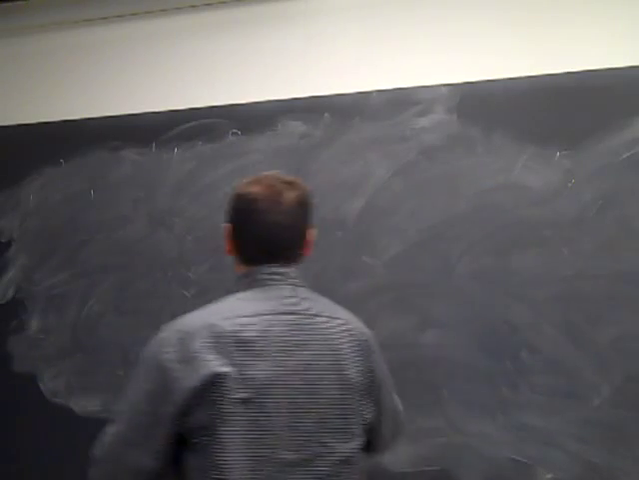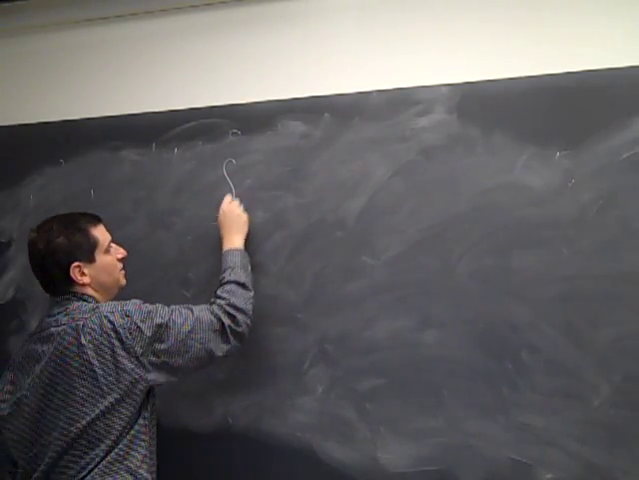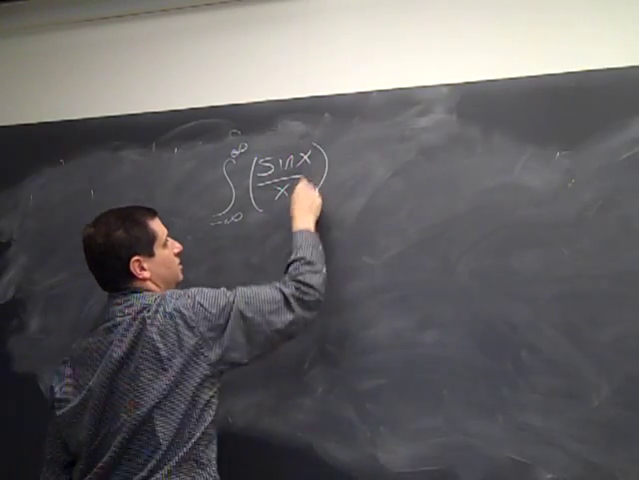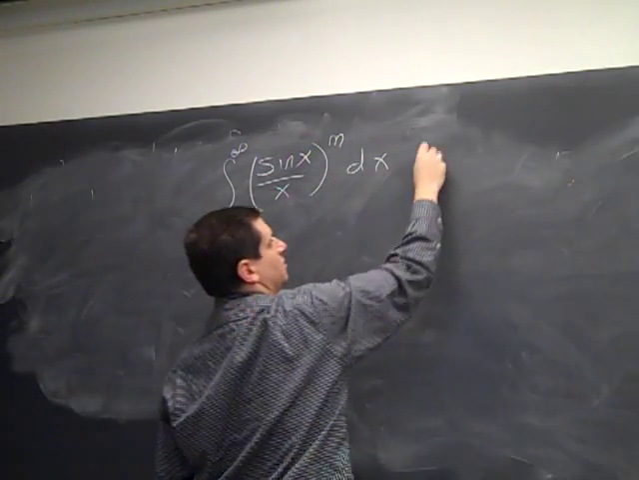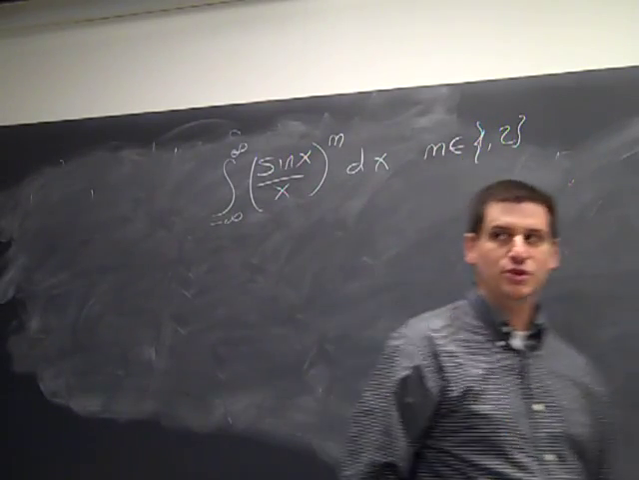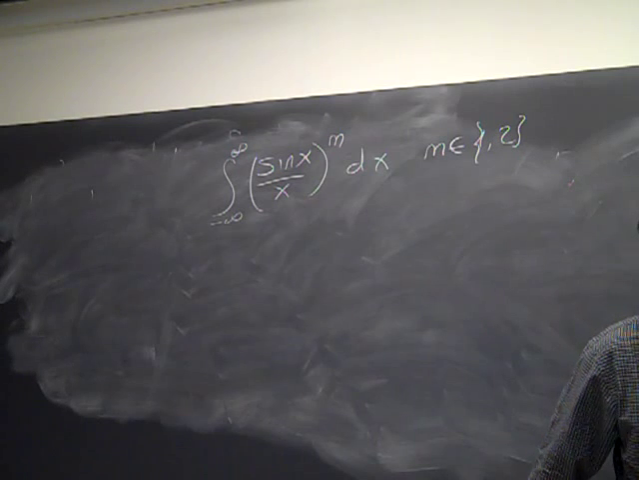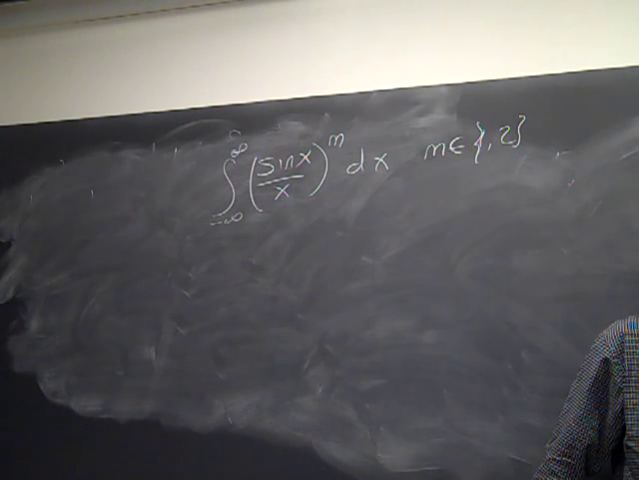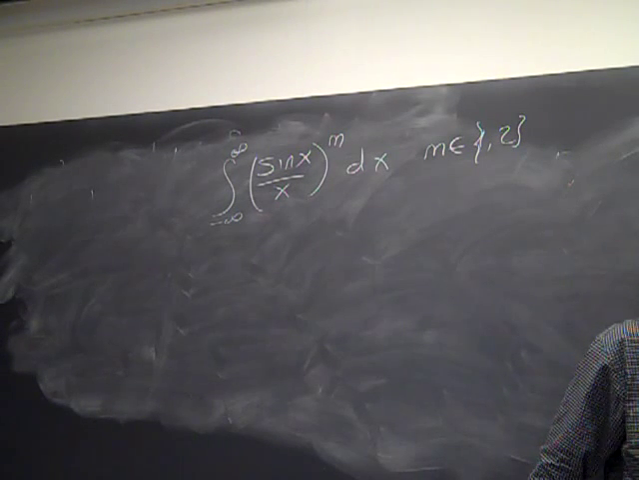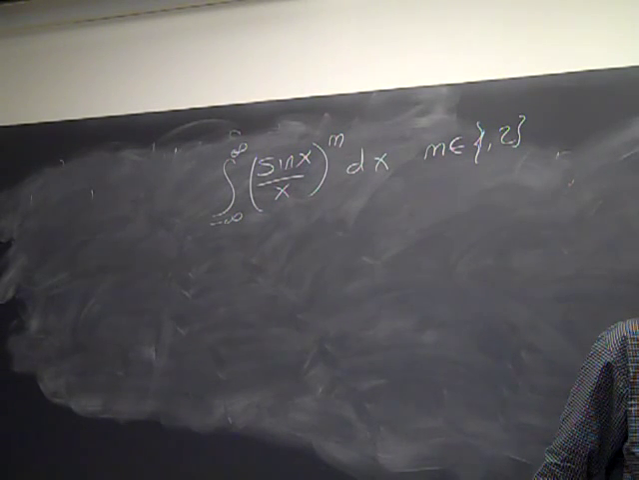So I asked you to consider the integral from minus infinity to infinity of sine of x over x to the m dx, where m is in 1 term. And this is such a rich problem, we'll probably spend the rest of today just talking about these integrals. Does anybody have a thought of which m is easier? 1. Okay.